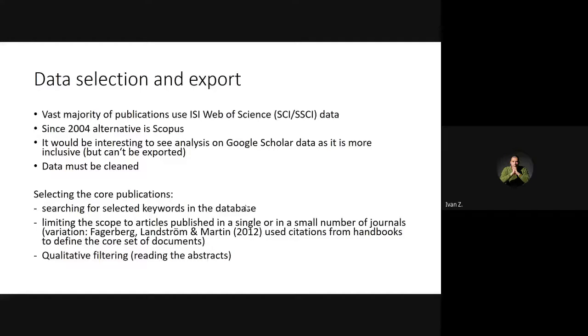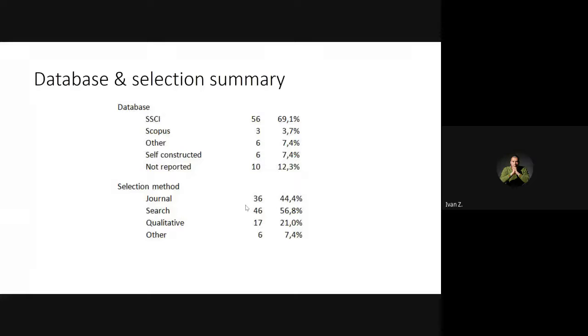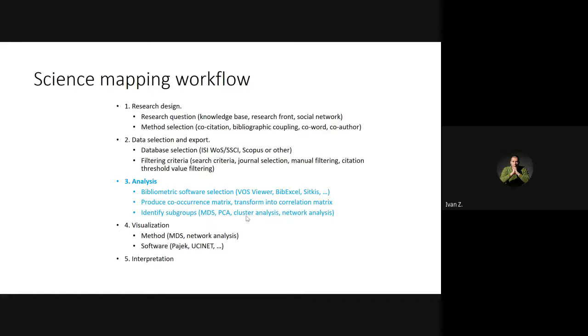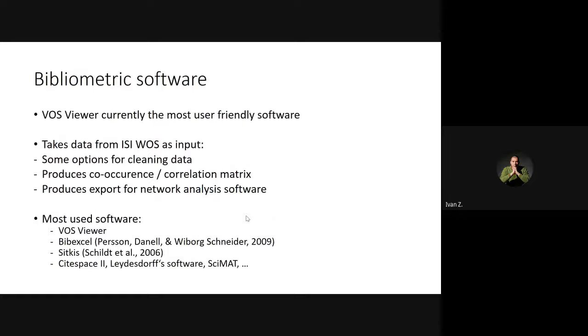And actually, you can see here that SSCI, or Web of Science, is the most used database, and that searching selectively by journals and qualitative filtering are three different ways that are often combined to select the articles. So, okay, you have your method, you have your data exported from Web of Science, and now you need to do the analysis, right? First, you have to choose bibliometric software. And nowadays, I would say that VOSviewer is currently the most user-friendly software.